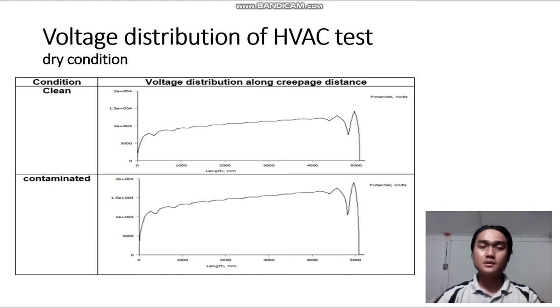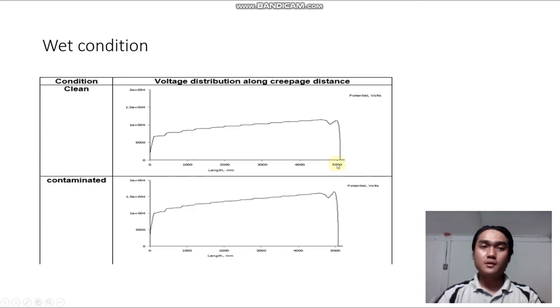In dry condition, the voltage rises sharply at 5000 mm, and in the wet condition, the voltage did not rise as sharply as in dry condition. This indicates that when the insulator is in wet condition, the voltage distribution along creepage distance will be lower than the dry condition.